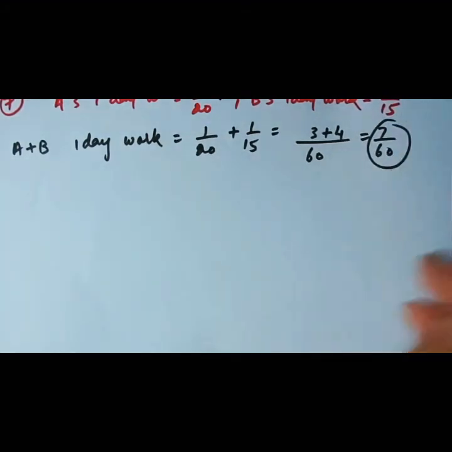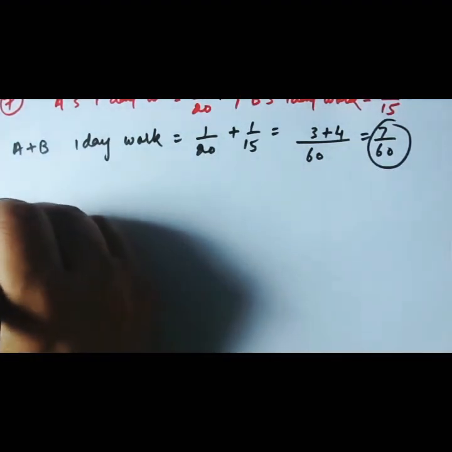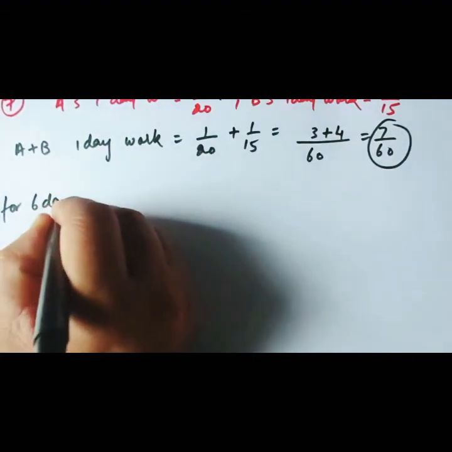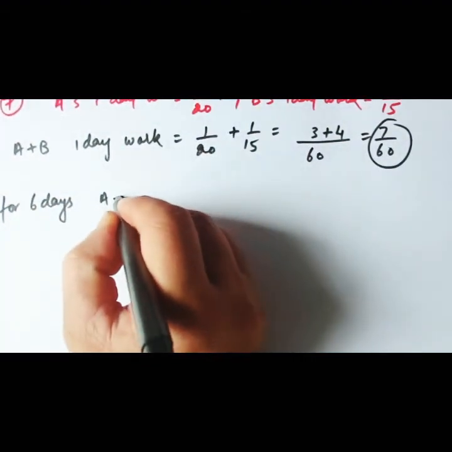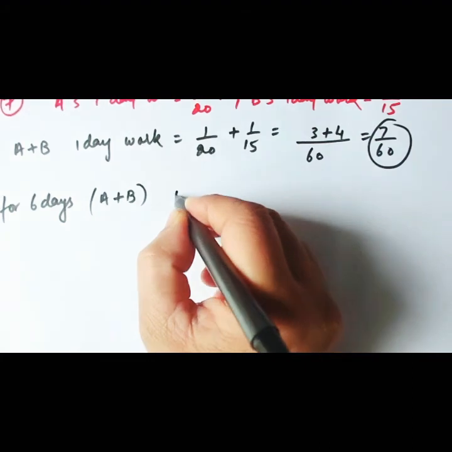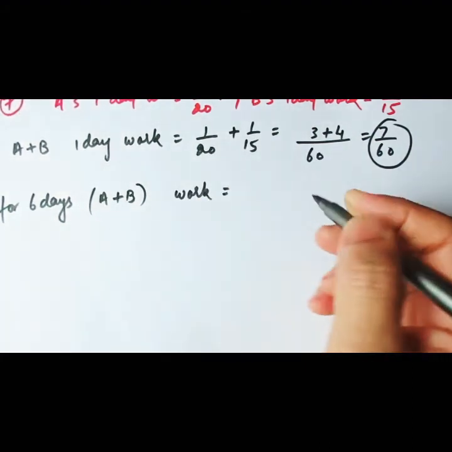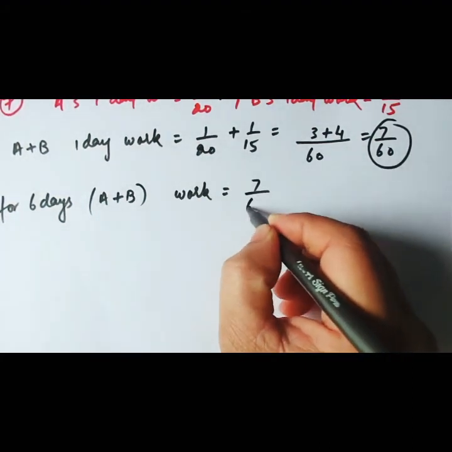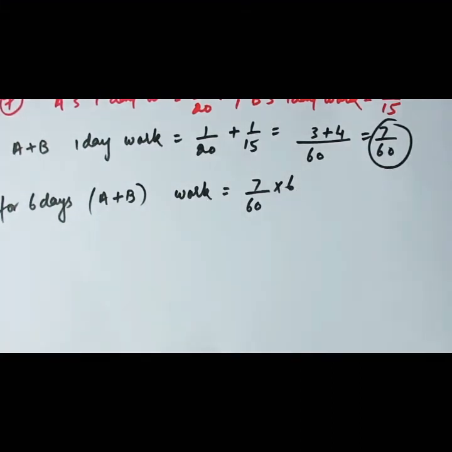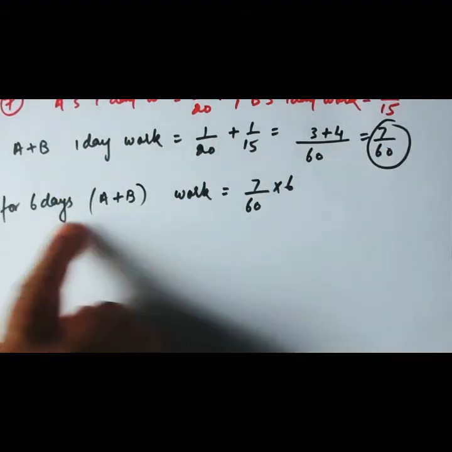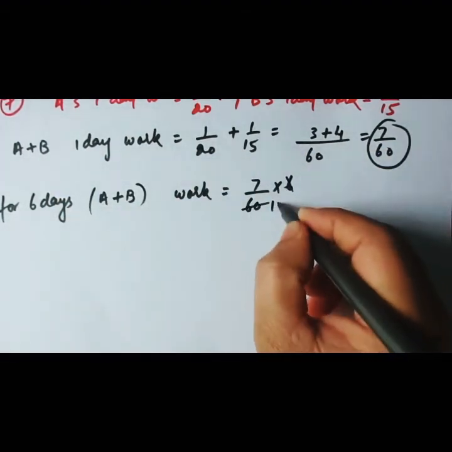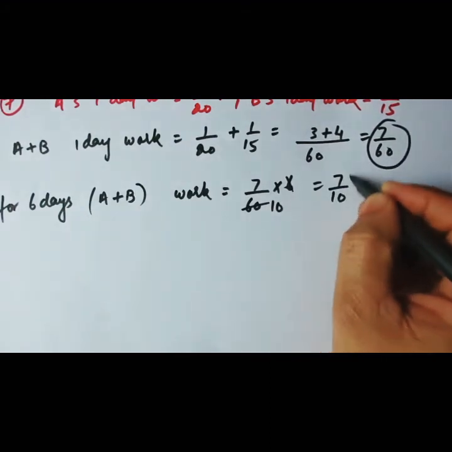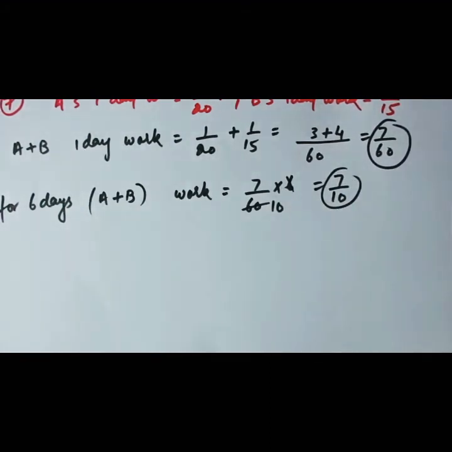This is 1 day work of A and B. They work together for 6 days. So for 6 days, A plus B work is equal to how much? It will be equal to 7 by 60 into 6. 6 times more, since that is the work in one day. So in 6 days how much work? 6 10 times is equal to 7 by 10. Simple.